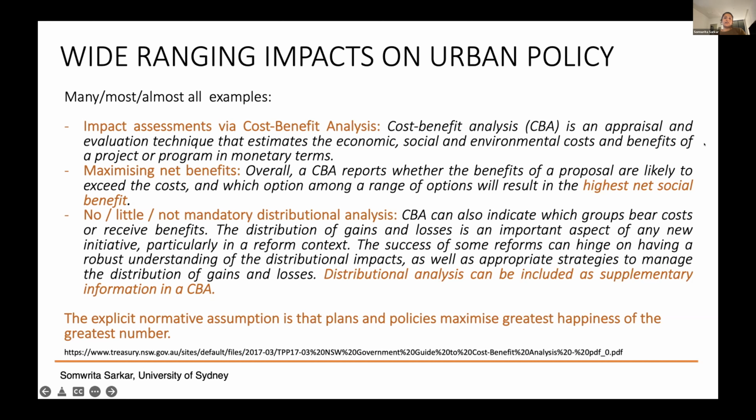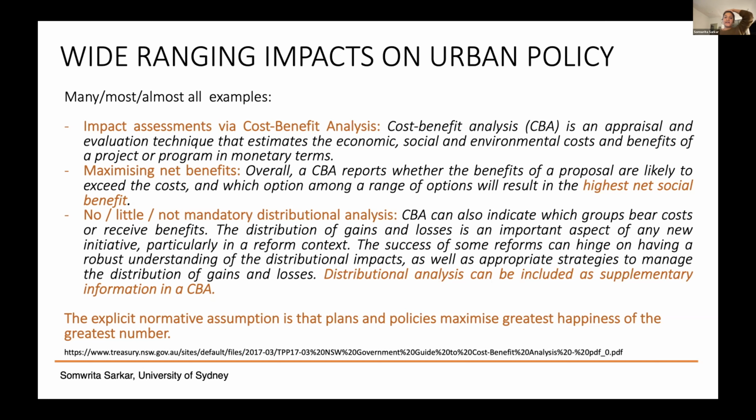They define a cost-benefit analysis as an appraisal and evaluation technique that estimates the economic, social, and environmental costs and benefits of a project or program in monetary terms, right? What is key here is, again, this idea of aggregate utility maximization, because maximizing net benefits is termed a key indicator. So overall, a CBA reports whether the benefits of a proposal are likely to exceed the costs and which option among a range of options will result in the highest net social benefit, right? And that's really key, because when we say highest net social benefit, we are acknowledging that some people are going to win, some people are going to lose, but as long as I'm computing everyone individually and I see a net social benefit, then that's a good idea. We'll pass the plan or the proposal, right?